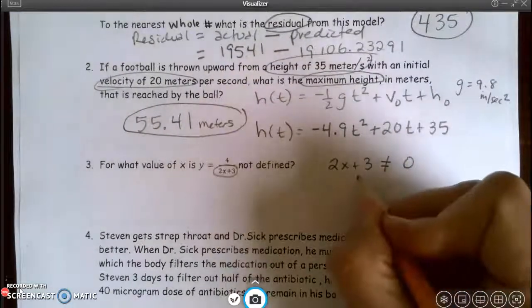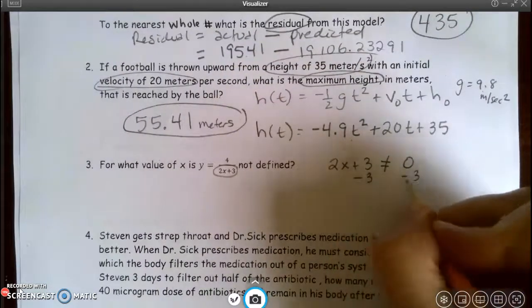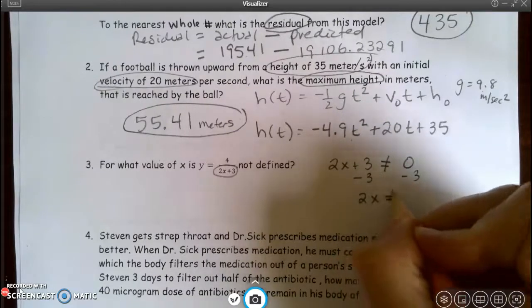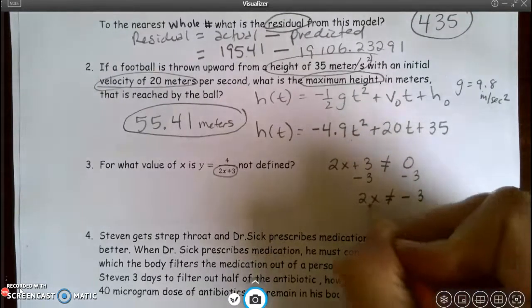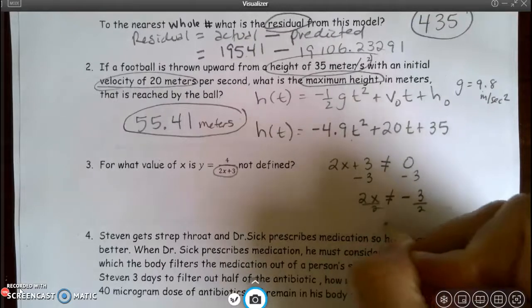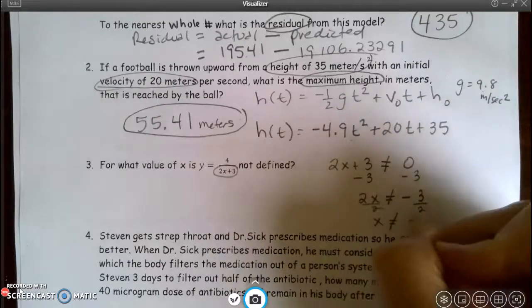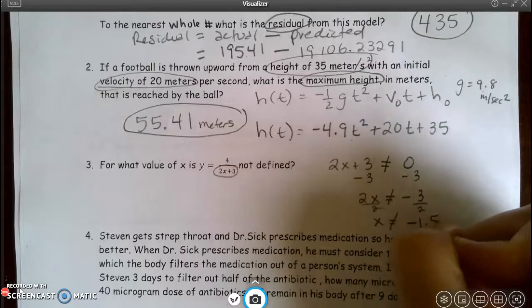So I'm just going to solve for x. 2x is not allowed to equal negative 3. Divide both sides by 2. x is not allowed to equal negative 1.5.